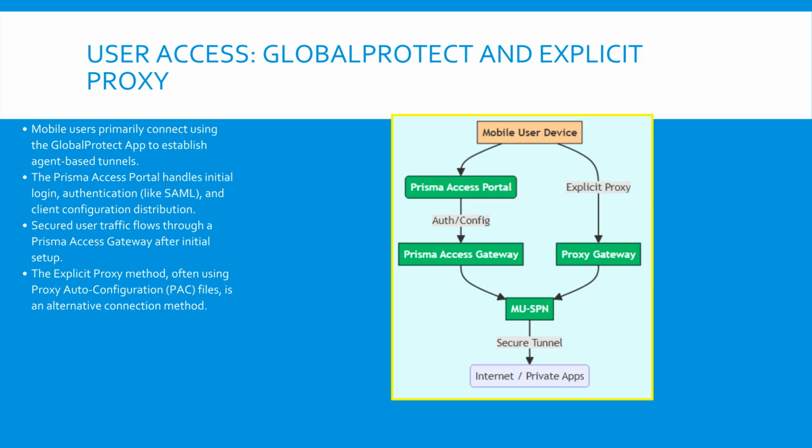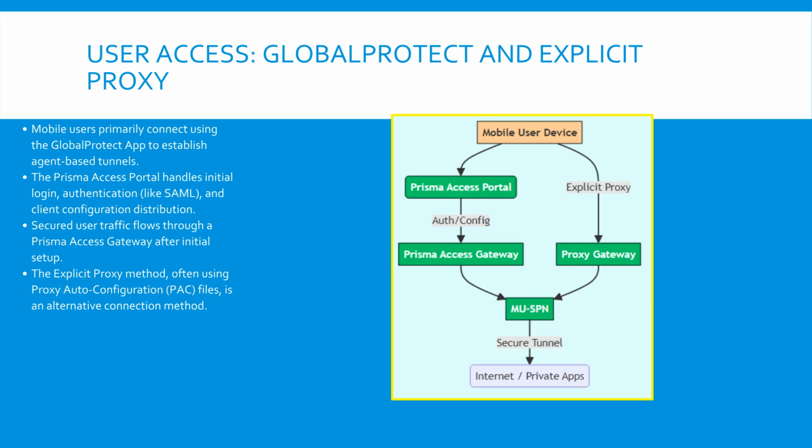The primary and recommended connection method uses the GlobalProtect app, which creates agent-based secure tunnels. When a user first connects, they interact with the Prisma Access portal. Think of the portal as the registration desk. It handles authentication and helps distribute necessary connection settings and the GlobalProtect agent itself. Once authenticated, the actual user data traffic travels securely through the Prisma Access gateway. The gateway is the actual security inspection point, residing within the MU SPN.